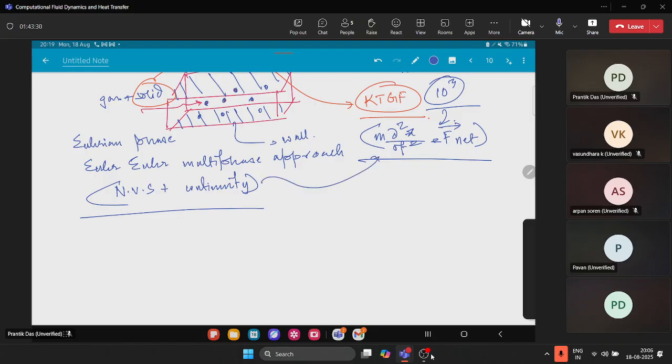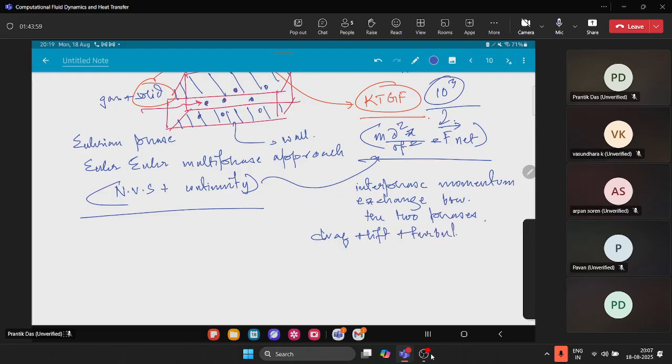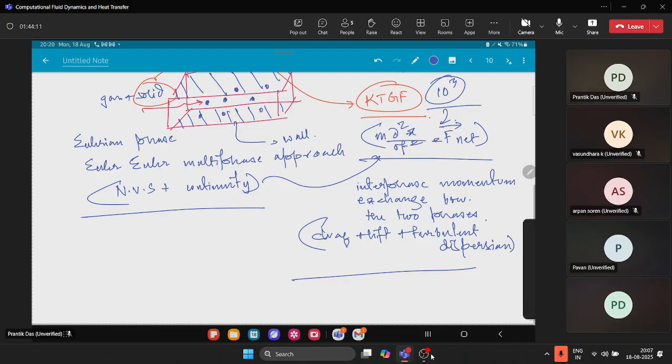And then you have to model the interface momentum exchange between the two phases. Momentum exchange between the two phases, which is done by using drag, lift, and turbulent dispersion. These things you don't have to know as of now. This thing you have to model by using an equation, that can be done by different closure models.